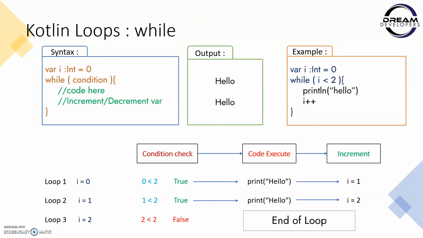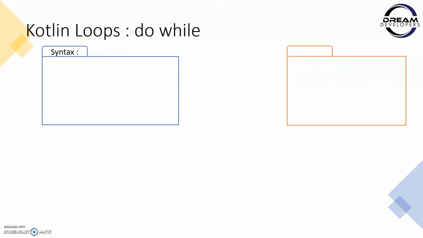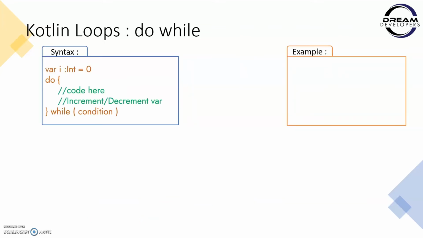Now let's understand the do while loop. First let's see the syntax. The while loop and do while loop are almost similar, but the main difference is that the while loop checks the condition first, then executes the code, and the do while loop executes the code first and after that checks the condition. So the syntax is do. In this bracket, first we specify the code, after that increment or decrement the variable, and at last we write while. In this bracket we specify our condition.